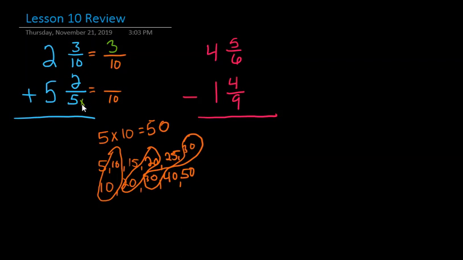Well, I know that 5 times 2 is 10, so I multiply my numerator by that same multiplication. 2 times 2 is 4. So if I add this together, I'm going to have 3 plus 4 is 7 tenths, and 5 plus 2 is 7. All right, guys, remember, that's how easy this is.